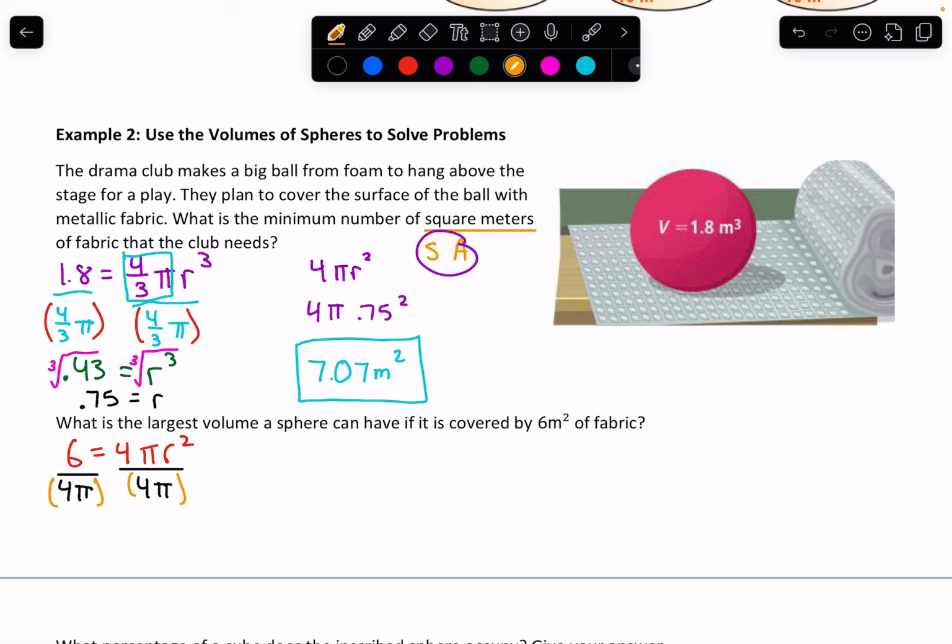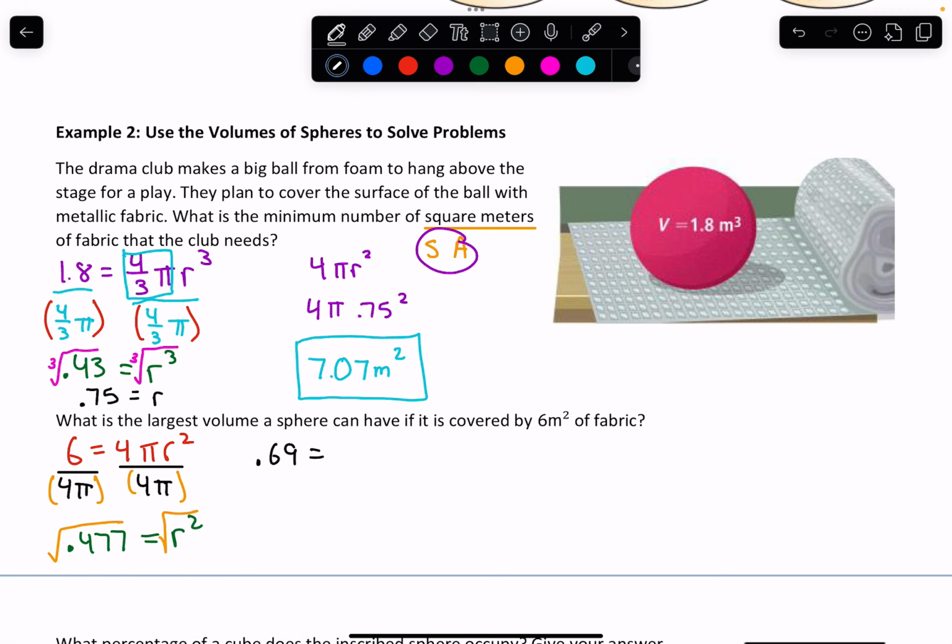When I divide by 4 pi, I should end up with 0.477 equals r squared. And then, of course, I have to take the square root of both sides, and I learn that 0.69 equals my radius. If I'm looking for the largest volume that sphere can have, then I will plug that in. 4/3 pi times 0.69 cubed for the volume of our sphere. And that will give me 1.38 meters cubed because that's our unit of volume.